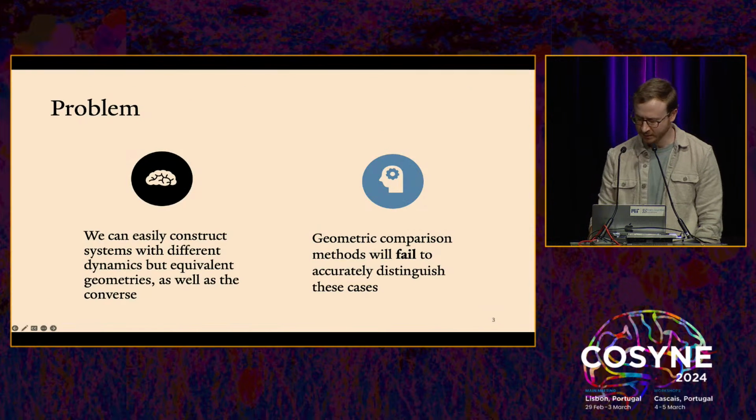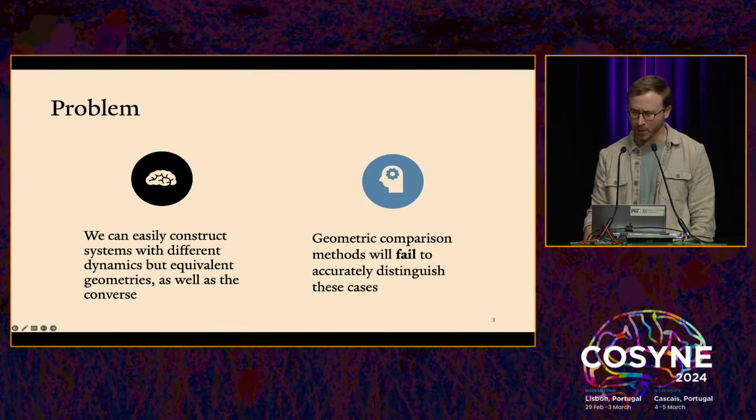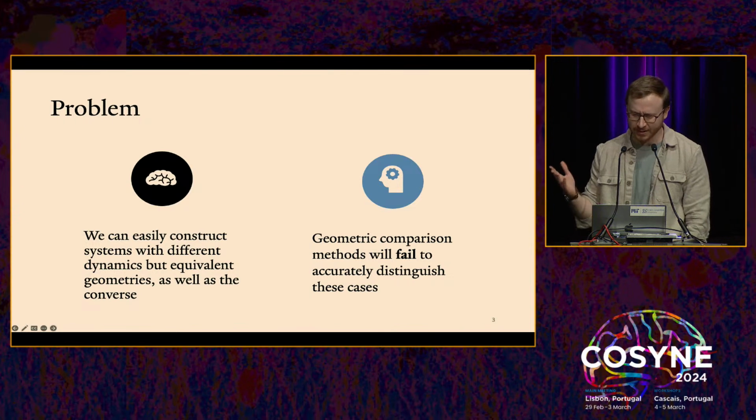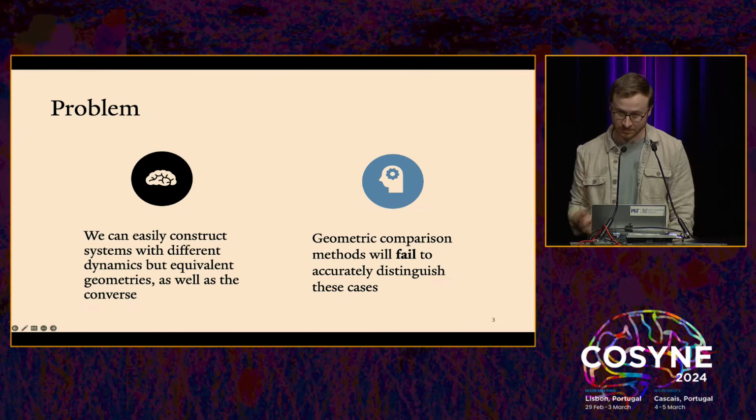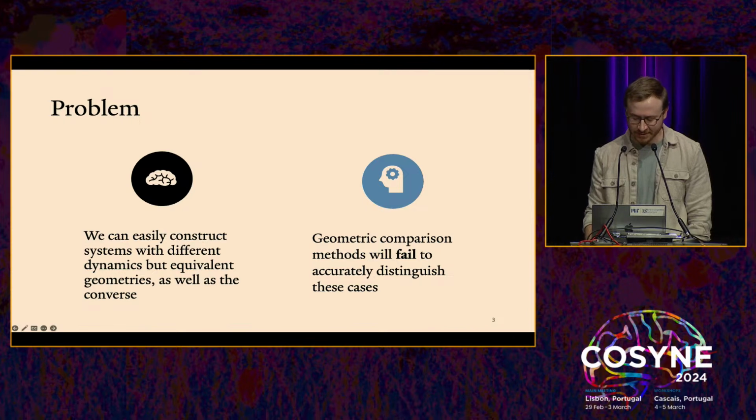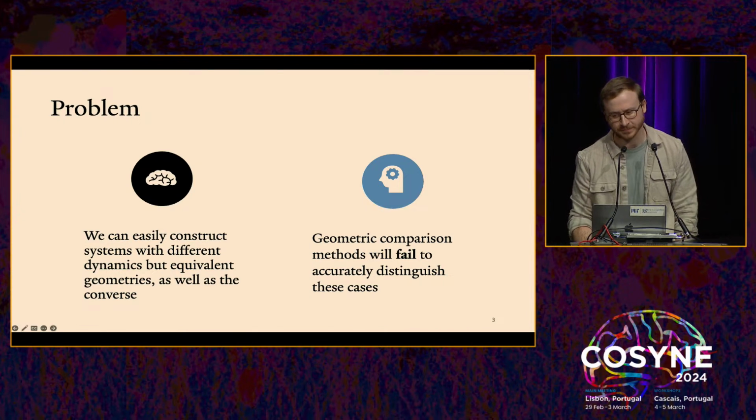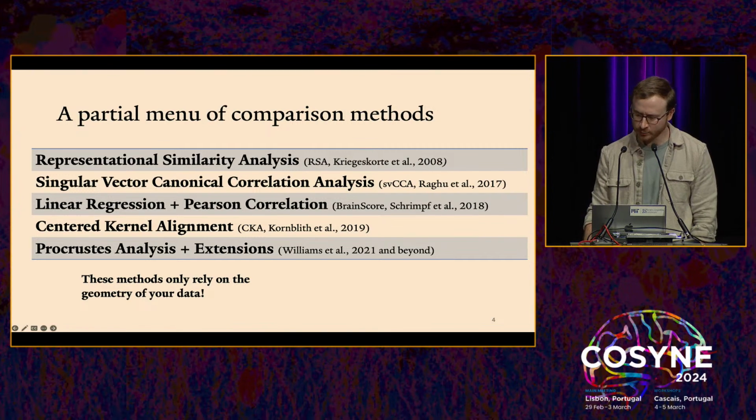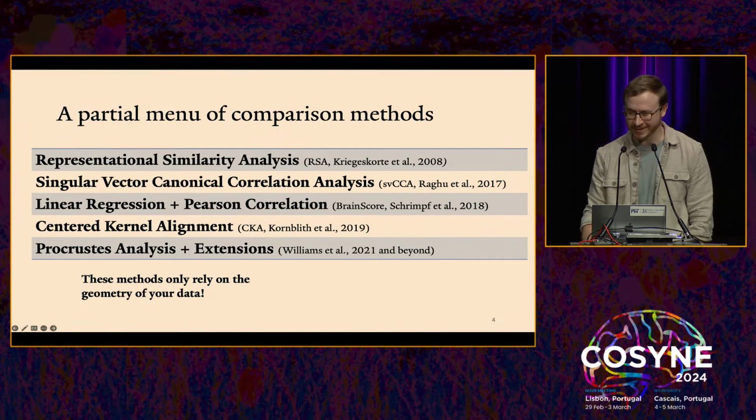memory. And this example raises a problem for a wide range of pipelines in computational neuroscience that require comparing systems. And it's not limited to this specific example. It's incredibly easy to construct systems that disentangle geometry and dynamics. And yet, state-of-the-art geometric comparison methods all only depend on their geometry, which means that these cases are in some sense adversarial for them. Here's a list of some well-known neural comparison methods, all of which only rely on the geometry of your data. And this means that if we were to use them in the previous example, we wouldn't be able to tell that the systems are different.